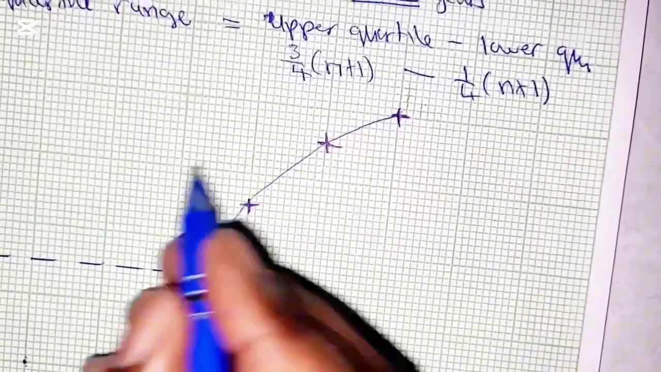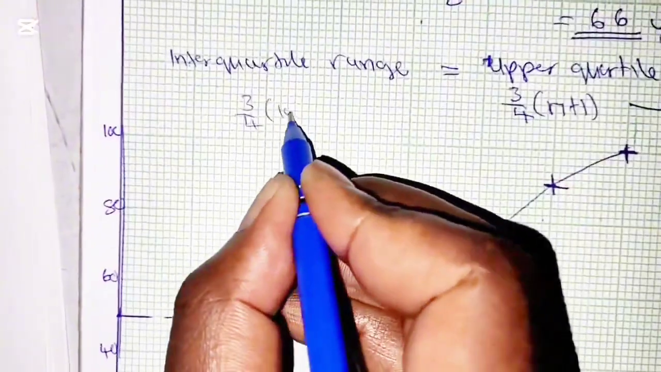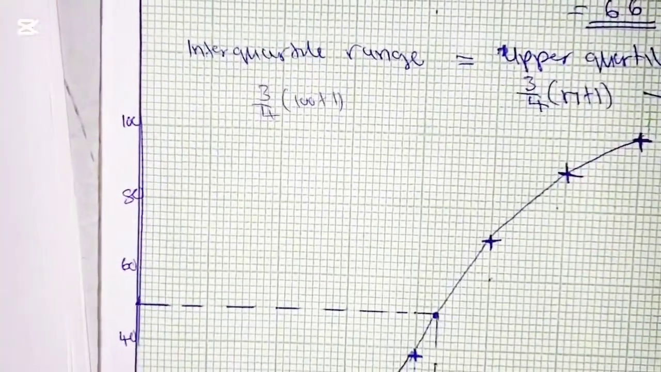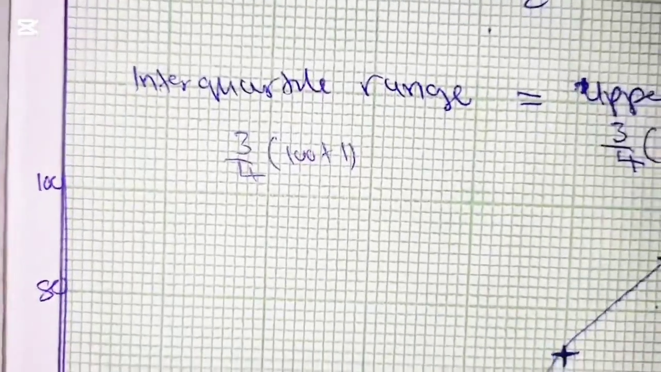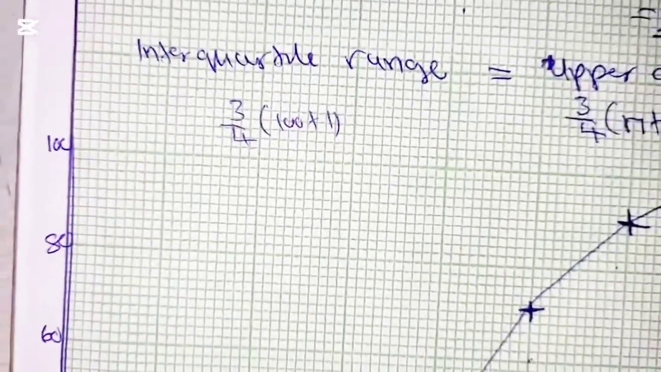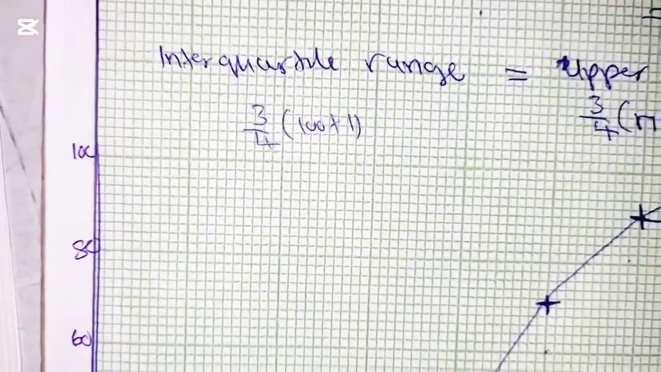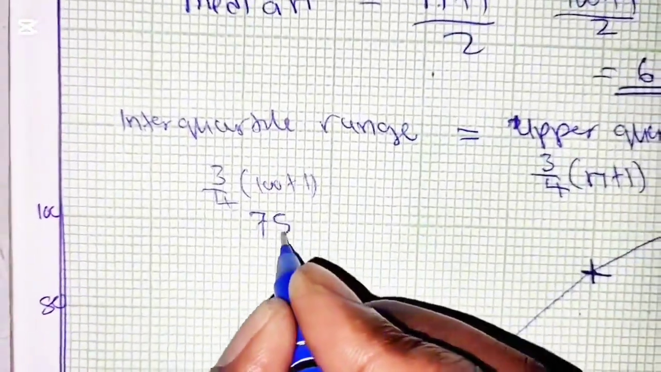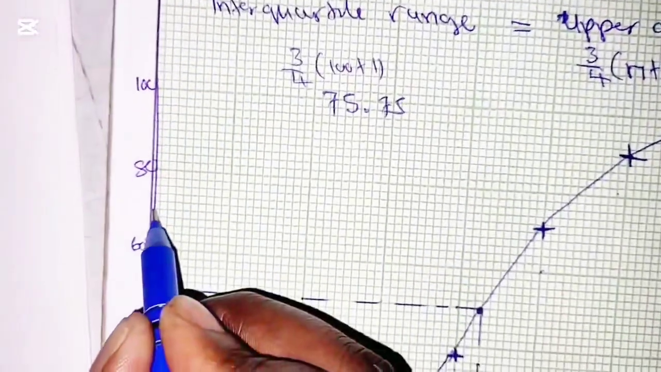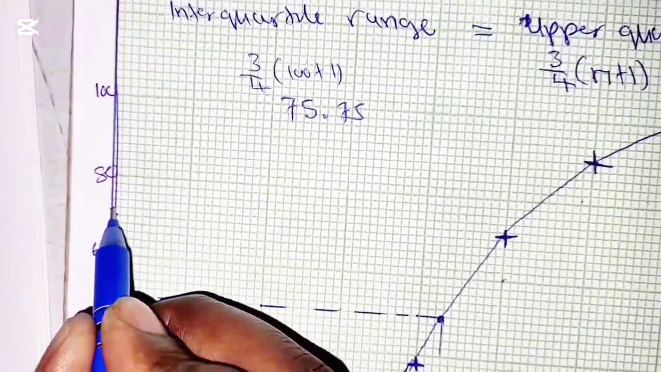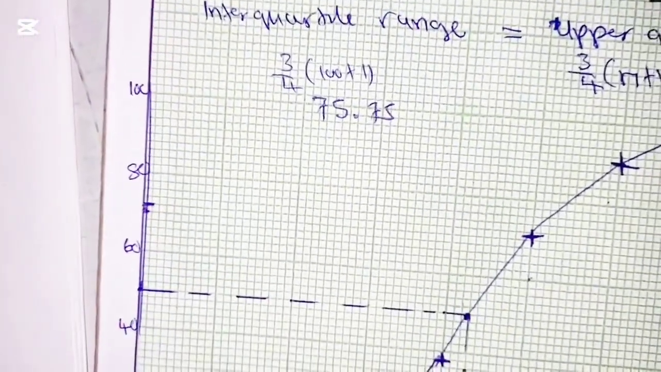Okay, so we are going to say 3/4 of (n, which is 100, plus 1). So 101 multiplied by 3, then divided by 4. You get 75.75. So we're going to come here. 70 is almost here, 0.75. Let's say this box right here. So we're going to draw a line.